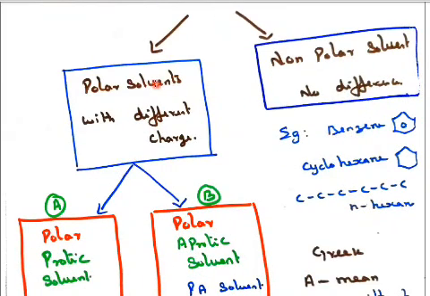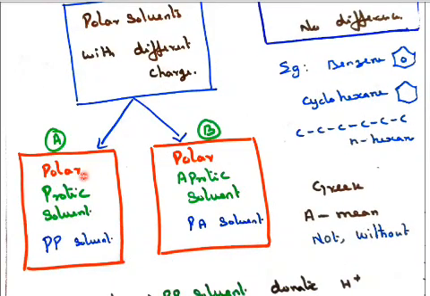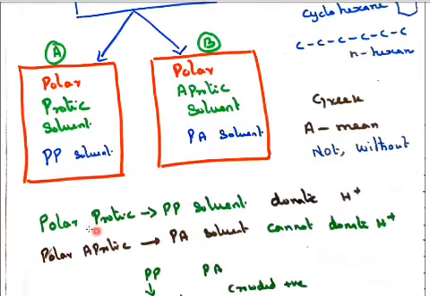Polar means water, H plus and OH minus. We can say it is a very good example of a polar solvent. In polar solvents, we have two types. One is a polar protic solvent, called PP solvent. The other is a polar aprotic solvent, called PA solvent. Now we will see the definition of polar protic solvents. They donate H plus. Polar aprotic means it is not donating the H plus, because A means not in Greek.